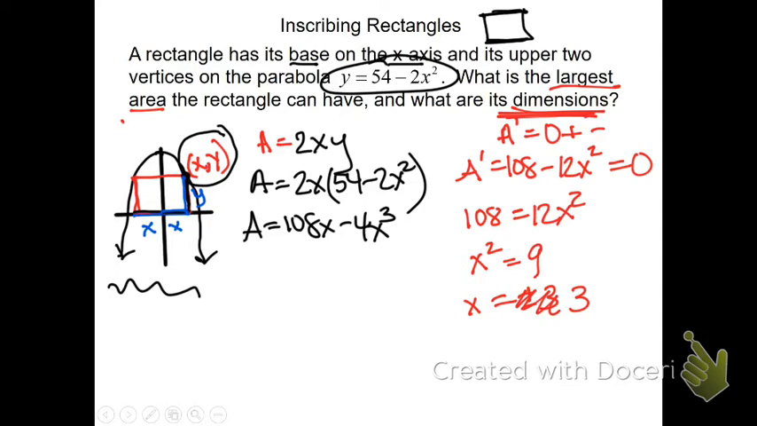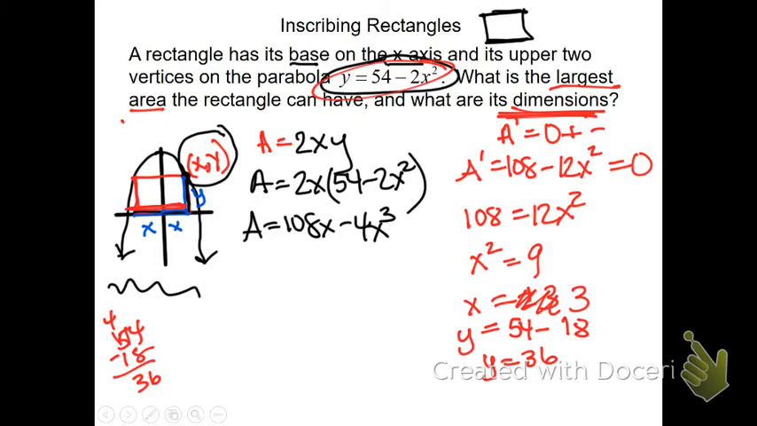This is why I say when you get x equals a number, you have to make sure you know what it represents. The rectangle does not have a length of 3. The total length of the dimension would be a 3 and another 3, so it's a total of 6 in one direction. And then to find the y, we have to plug it back up here. So the y would be 54 minus 2 times 9.